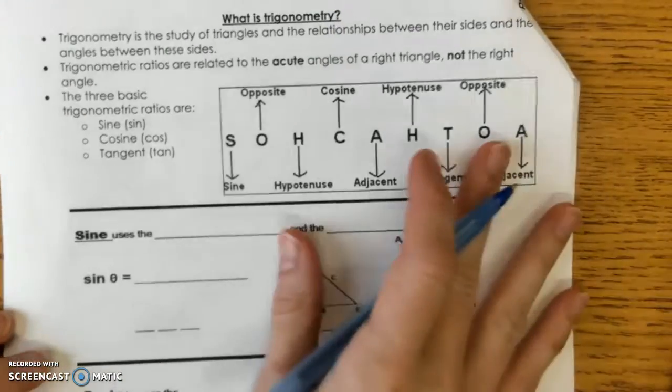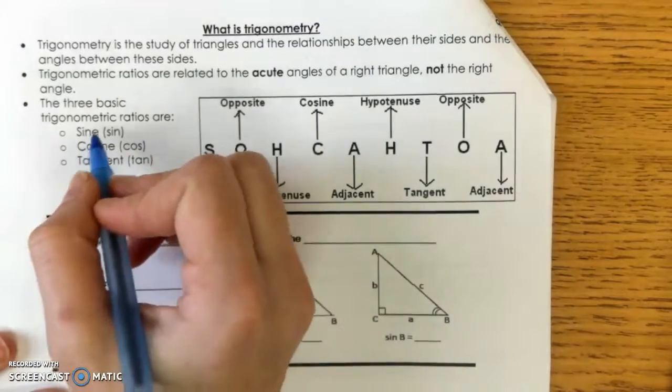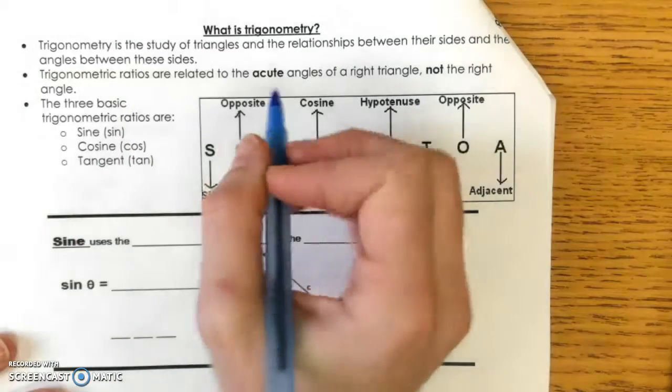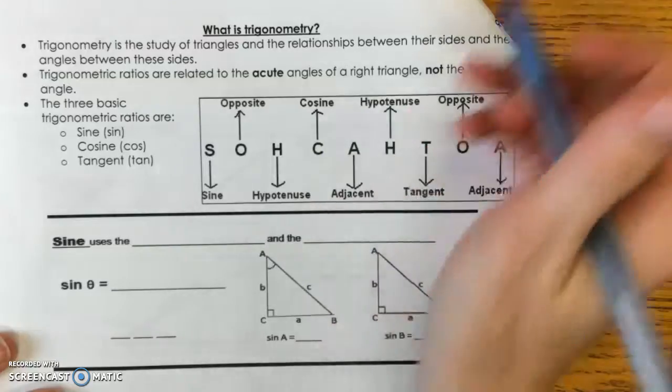All right. What is trigonometry? Trigonometry is the study of triangles and the relationships between their sides and the angles between these sides. Trigonometric ratios are related to acute angles of a right triangle, not the right angle. So all these ratios that you're going to learn, sine, cosine, and tangent, those are all related to the acute angles of the right triangle, not the right angle. We cannot use them for the right angle.